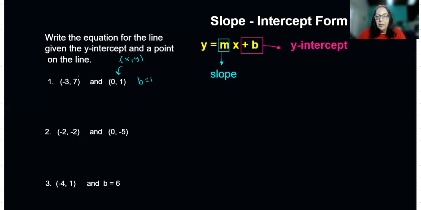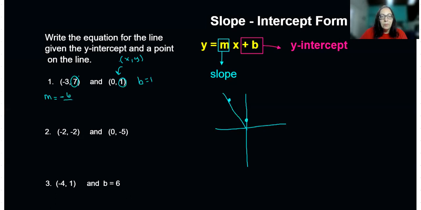Okay, now I like to make my graph again. Go -3, 7. It's going to be way up here. And then if I go over nothing and up 1, I'm right here. My line's going to go down, so my slope is negative. Then, how far is it from 7 to 1? It's 6 units.